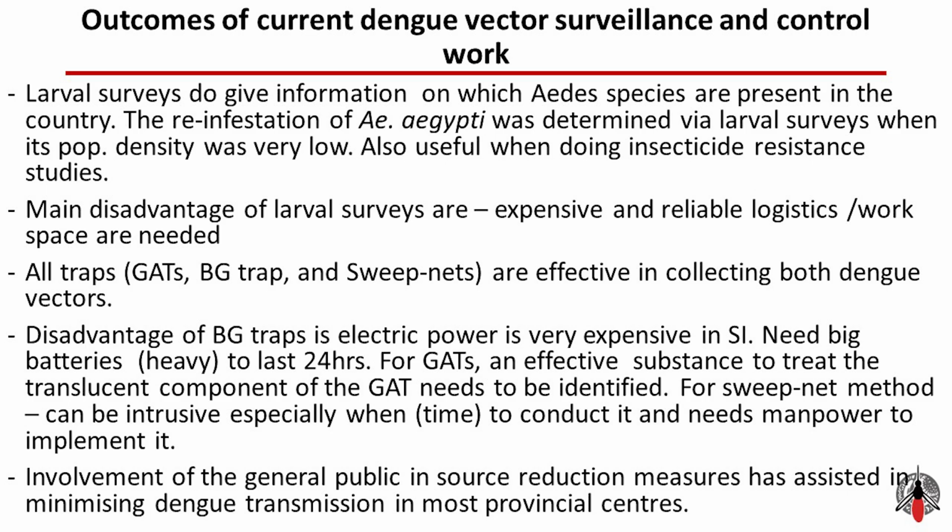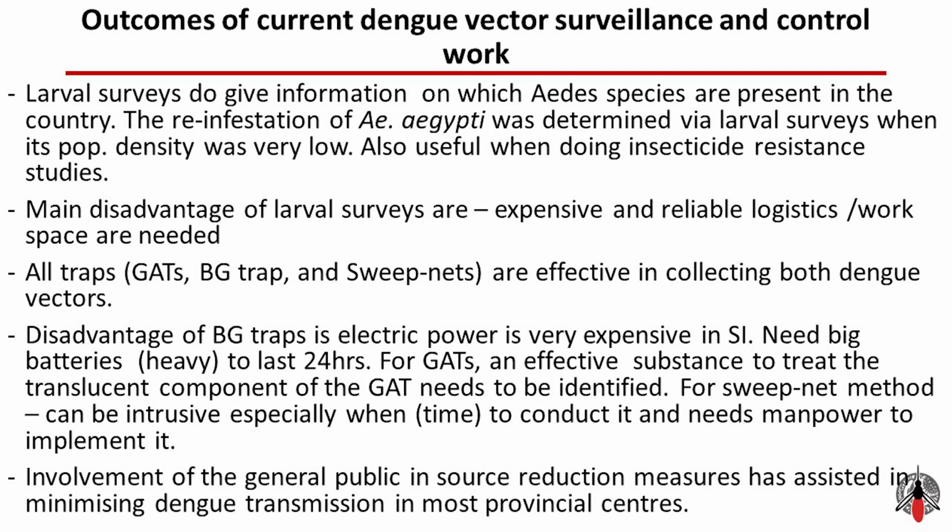With the CDC traps and the BG traps and the sweep nets, they're all effective in collecting the vectors. But for Solomon Islands, one disadvantage of BG traps is if you use electricity, I think Solomon Islands has the most expensive electricity cost in the whole Pacific. To avoid that, we have to use big batteries, which are pretty heavy to carry, but they have to last 24 hours. For BG traps, they do work, but we need to find a sort of substance that can mimic part of the lure component of the BG traps.